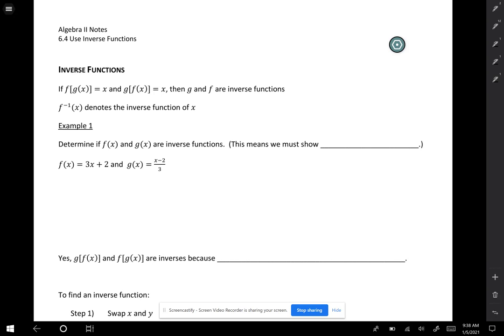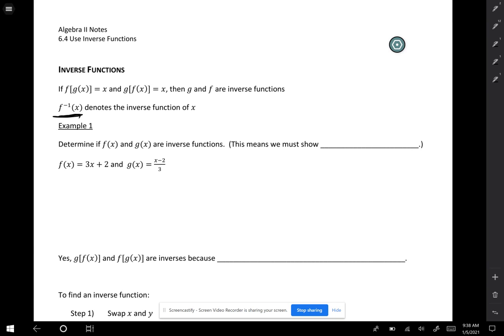If the composition f of g of x equals x and the composition g of f of x equals x, then g and f are inverse functions. So if you do both compositions and they both equal x, then that means that those two functions are inverses. We denote the inverse by the symbol f to the negative 1 of x.